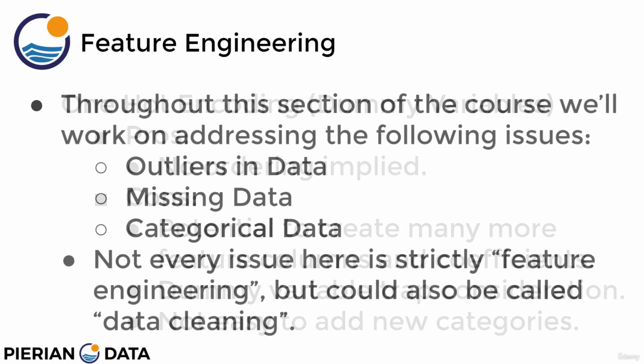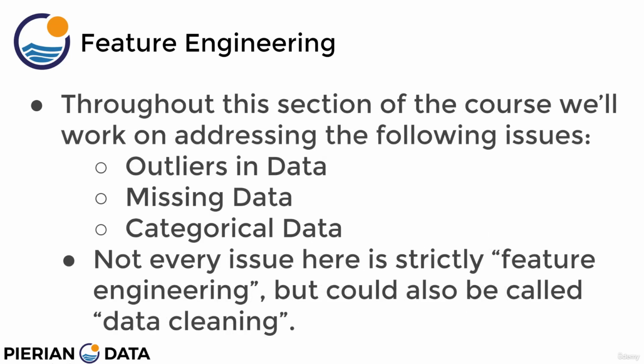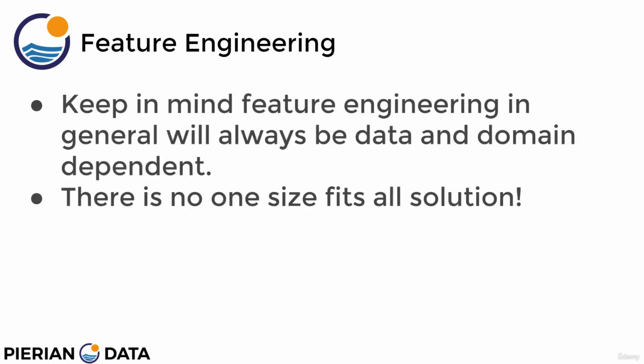So throughout this section of the course, we're going to be working on addressing the following issues. Things like outliers in data, missing data, and categorical data. And keep in mind, not every single issue here would fall under the umbrella of strictly feature engineering. We could also call this data cleaning or data preparation or data munging, lots of different words for this. But also keep in mind that feature engineering in general will always be data and domain dependent, especially.